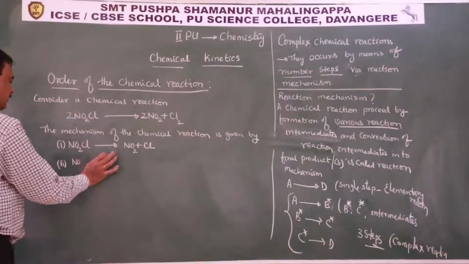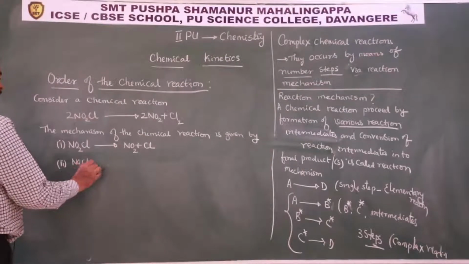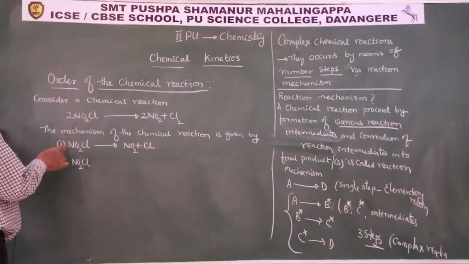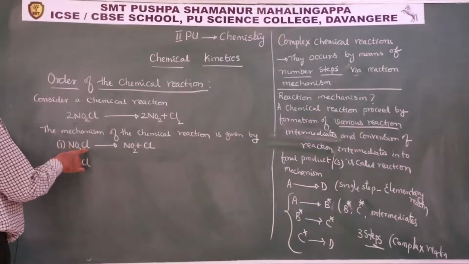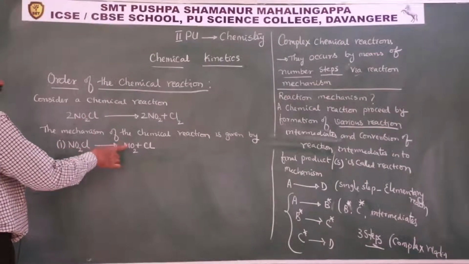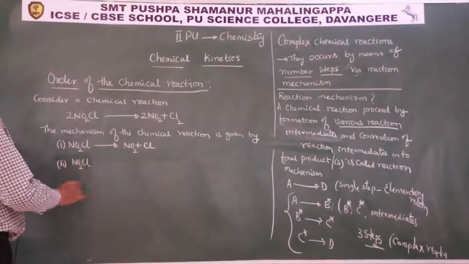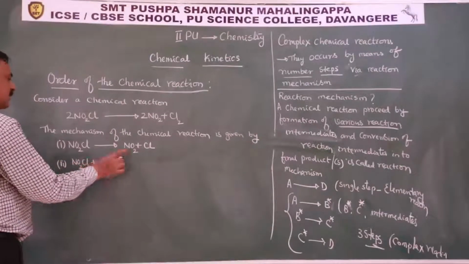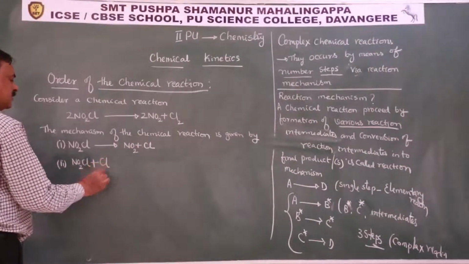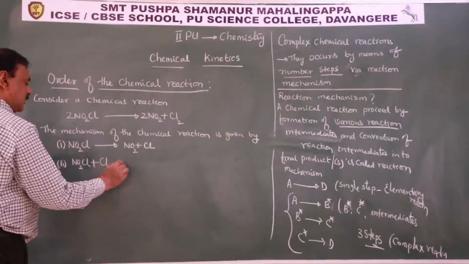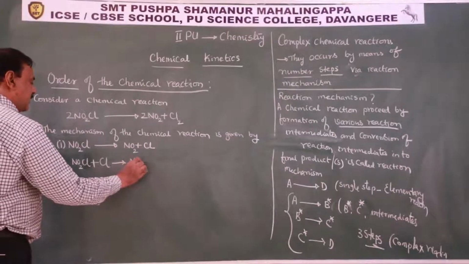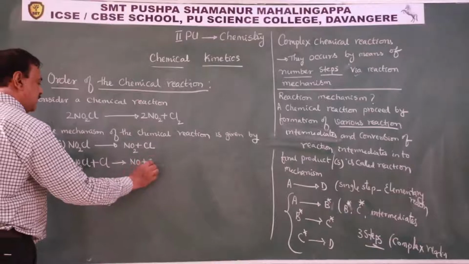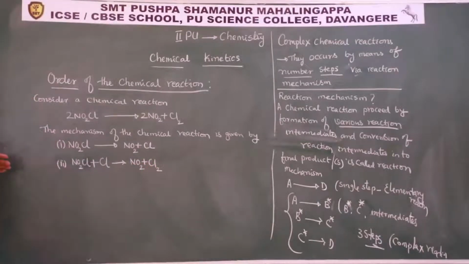Since 2 molecules are there, in the first step one molecule of the NO2Cl gives rise to NO2 plus Cl. In the second step, the second molecule of the NO2Cl combines with this Cl, which was formed in step number 1. Then it gives rise to NO2 plus Cl2. Here two steps are there.